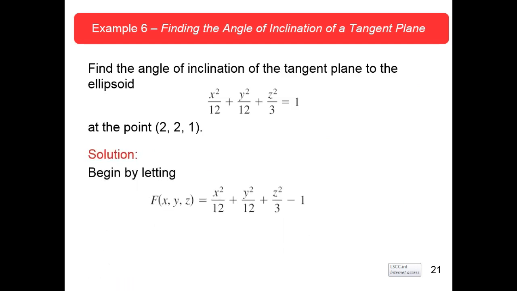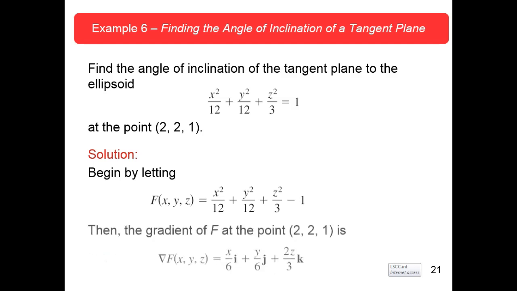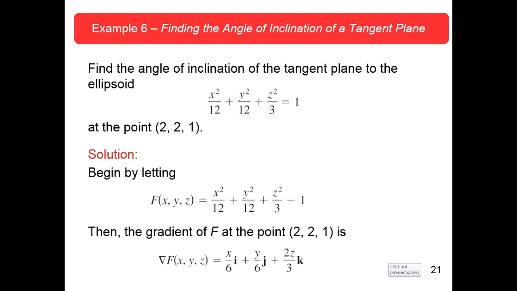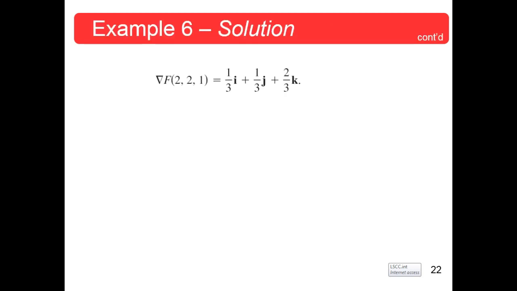Begin by letting f be that, we had to rearrange it and set it equal to 0. They didn't even bother doing that. And then when you take the gradient of that, you get x over 6 i, y over 6 j plus 2/3 k, exactly like you got. That is your gradient vector at the point (2, 2, 1). Plug in 2 for x, 2 for y, and 1 for z, and you get 1/3, 1/3, 2/3 exactly.